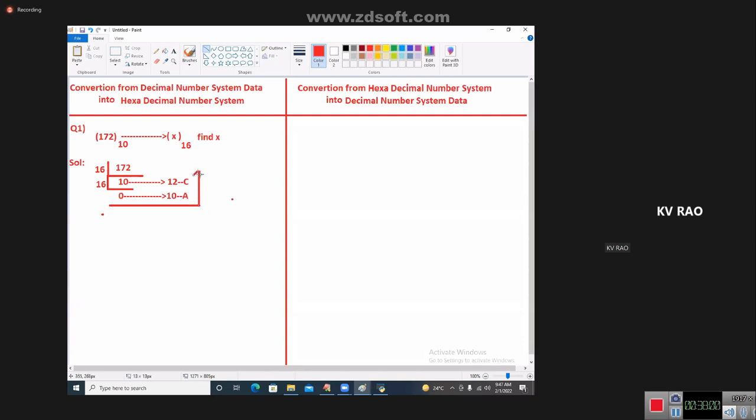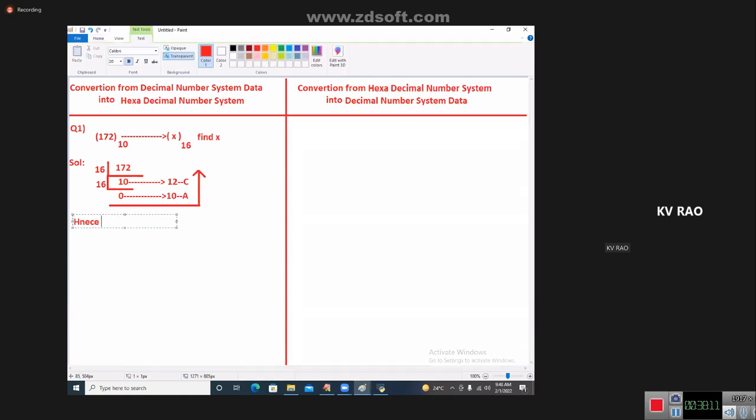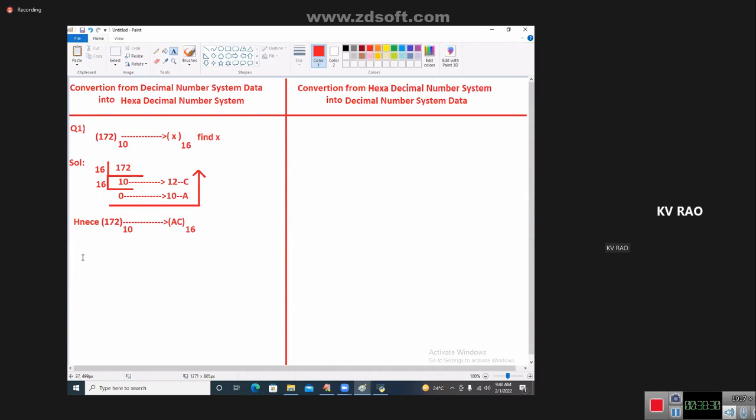Fine. Coming to this point. Here it is like this. So I'm giving the clarity here. Hence, 172 getting converted into what? AC. I'm getting converted into AC. This is called 10. This is going to be called as what? 16. Fine, students.